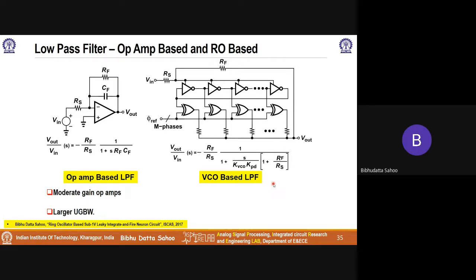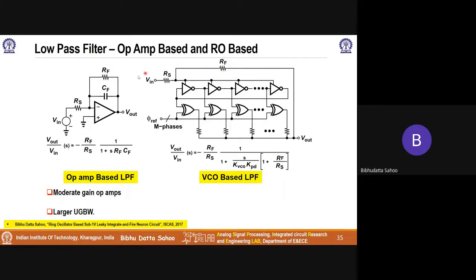Okay, and you can see that the bandwidth 1 over RFCF is the 3 dB bandwidth. The bandwidth is given by this expression here. It's a function of KVCO. KPD is equal to pi, because it's the phase detector gain. RF and RS are the resistors. Okay. This is published in ISCAS 2017, and we are building a character recognition circuit using this circuit now in 180 nanometer. So this is the basic low pass filter.